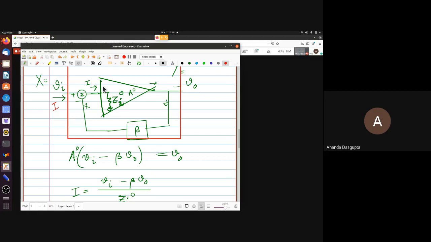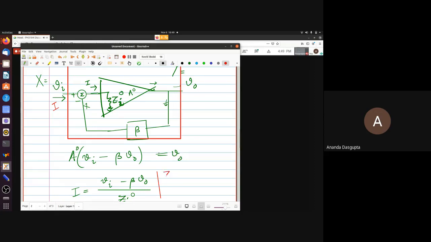In a real life negative feedback network, this may not be possible. So that will modify your final result somewhat. But in most cases, negative feedback networks can be designed in such a way that they draw very little current from the input. So we are assuming that that has been done.